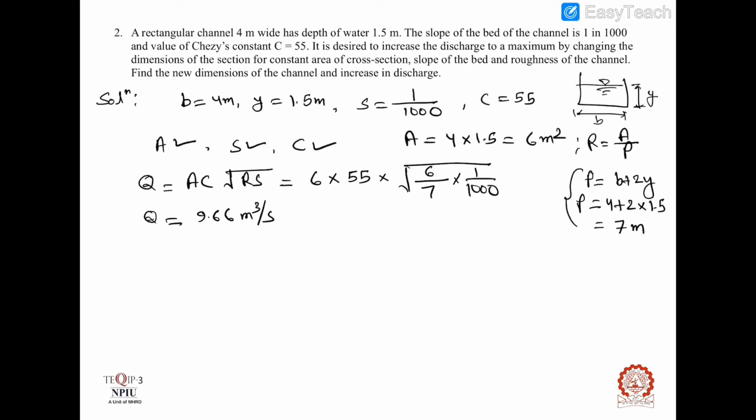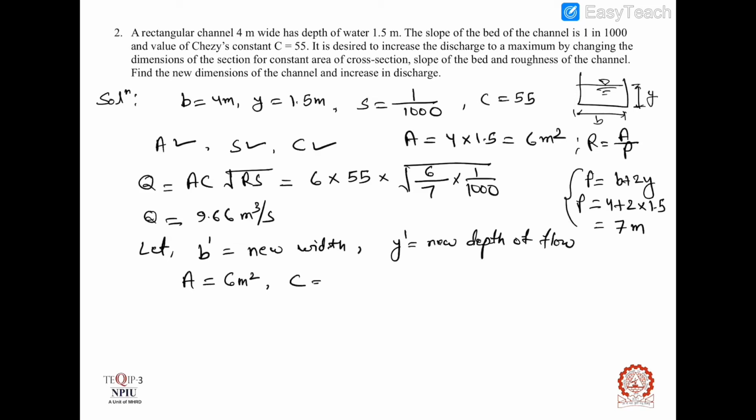So firstly let the new width B dash is the new width we are considering, and Y dash is the new depth of flow. Area of flow we have to keep constant. So what was the area of flow previously? This was 6 meter square. C we have to keep 55, and S is equal to 1/1000. These parameters we need not change.